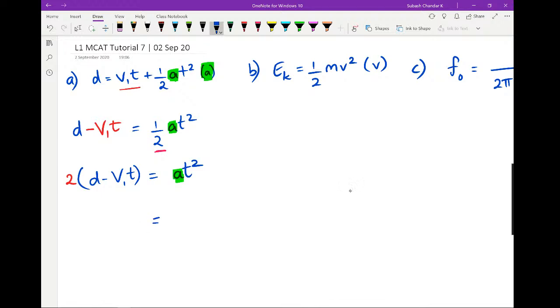So we're going to get rid of the t squared, which means we're going to bring it to the other side. It'll become divide. So this is all 2 times bracket d minus v1 of t divided by t squared.